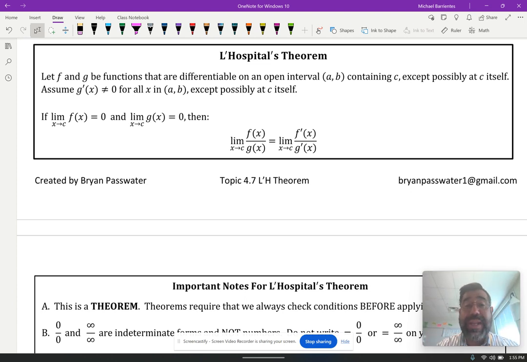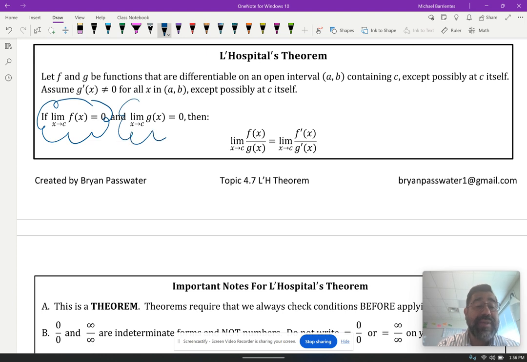So we already have some conditions, right? I have to have two functions. They have to be differentiable on an open interval. We have to assume that the derivative is not equal to 0 for all x's except maybe at the x value c itself. But here's the biggie. The limit of f of x as x approaches c is 0, and the limit of g of x as x approaches c is also 0. What that means is when I try to substitute c in, the limit of the top is 0 and the limit of the bottom is 0. This would also work if the limit was infinity and this was infinity.